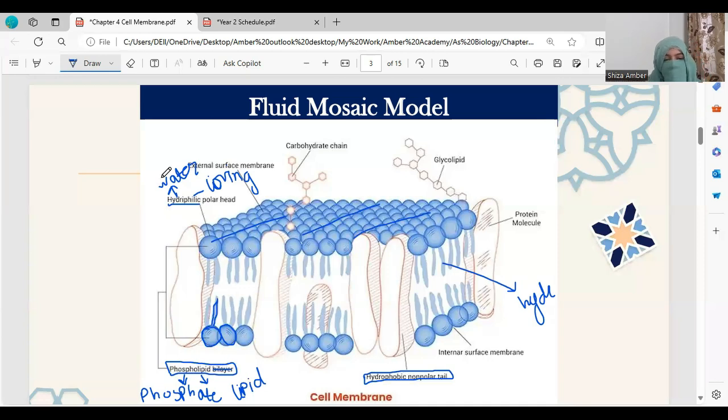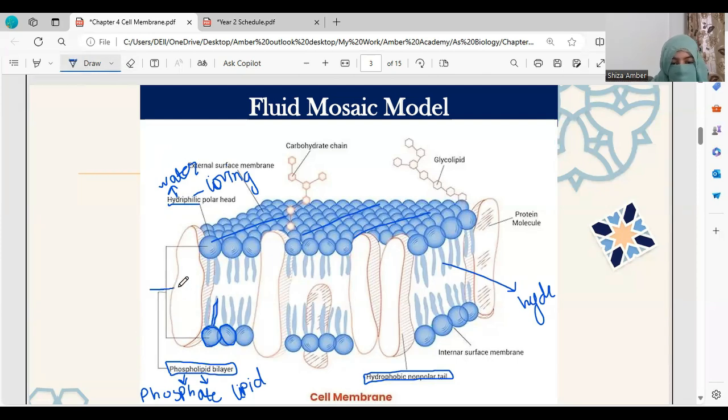Then we need to understand the meaning of bilayer. Basically, the cell membrane has two layers. This is number one, and this is number two. The phospholipid is arranged in a bilayer format, and the format remains the same for the upper one and for the lower one. They're both made up of the same phospholipid: a phosphate head and a lipid tail. The lipid tail is hydrophobic in nature. The phosphate head is hydrophilic in nature.